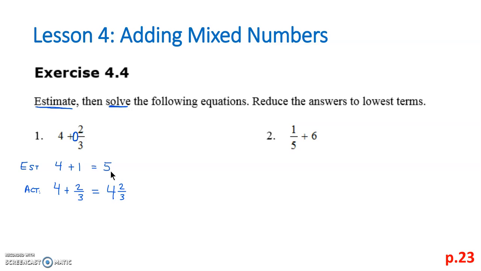For number 2, we have a fraction plus a whole number. So remember, this fraction is like 0 1/5. This time we do not meet the halfway, so this number is going to round to a 0 for the estimate. And the 6 just stays as a 6. So 0 plus 6 is 6. For our actual, we're just adding 1/5 to 6. So there's nothing to change in terms of a denominator, it's just 6 1/5.